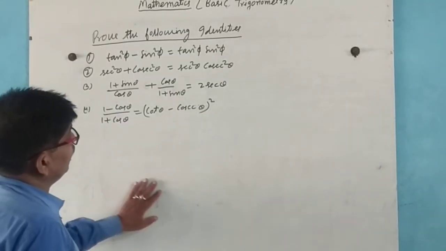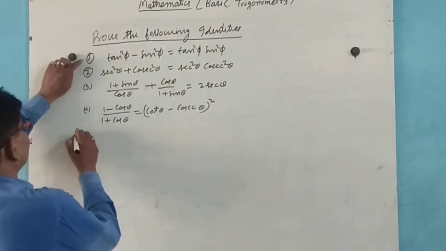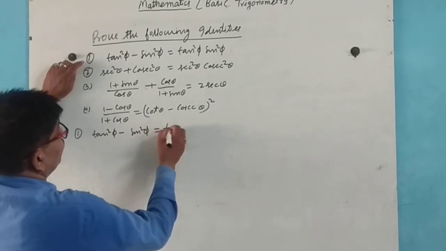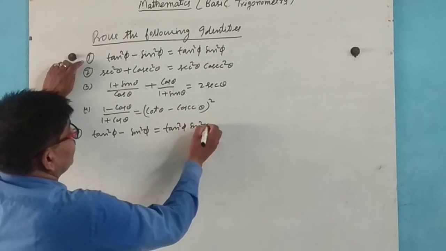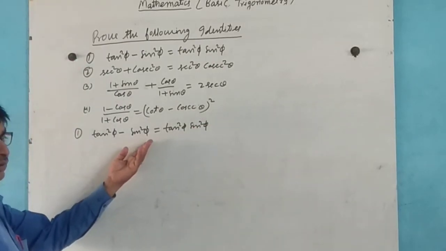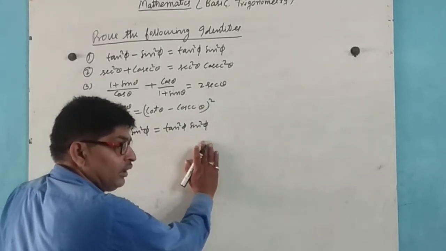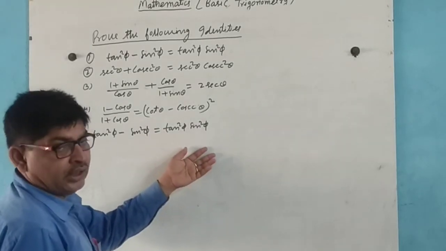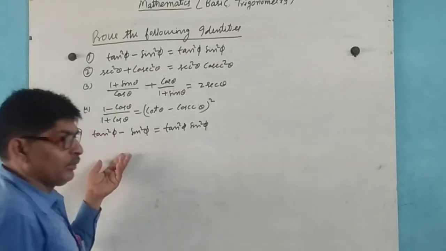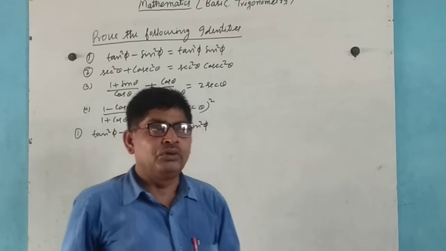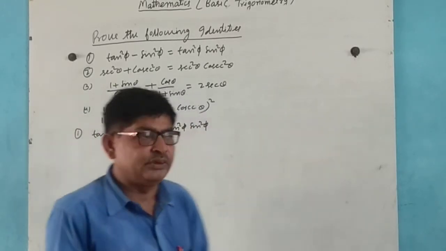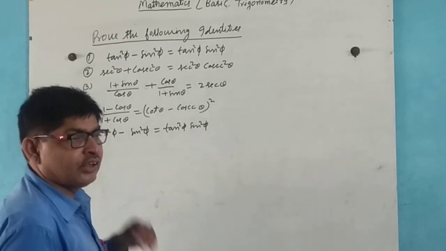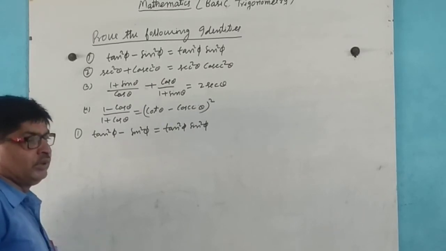Now prove the following identity, we have to prove it. The first question is tan square phi minus sin square phi equal to tan square phi and sin square phi. This is the left hand side and this is the right hand side. We take the left hand side, then show that it equals the right hand side. Or if we take the right hand side to show the left hand side. Sometimes for such types of problems, some steps solve the left hand side and some steps solve the right hand side, and after that both sides coincide with each other so that we get our result.